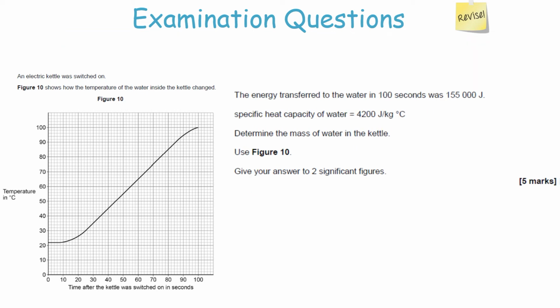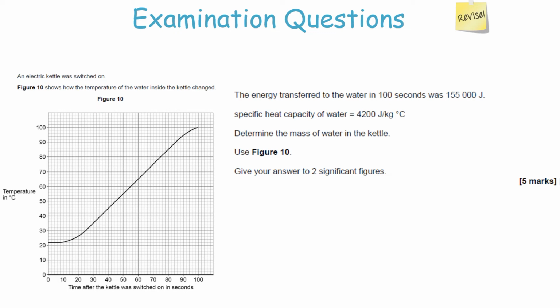Right, so what can you determine from figure 10? Because it says you've got to use figure 10, so you should be doing this in your question. Well, you can work out the change in temperature, and it's after 100 seconds. So you see what it starts at, which if you look on the graph is going to be 22 degrees Celsius, and after 100 seconds is at 100 degrees Celsius, so therefore our change in temperature is 78 degrees Celsius.